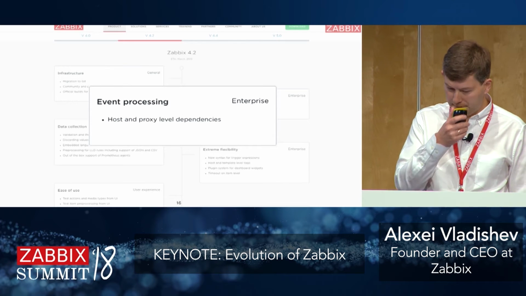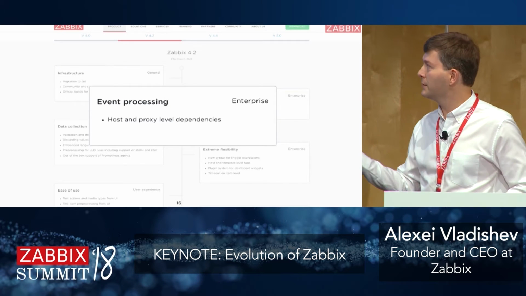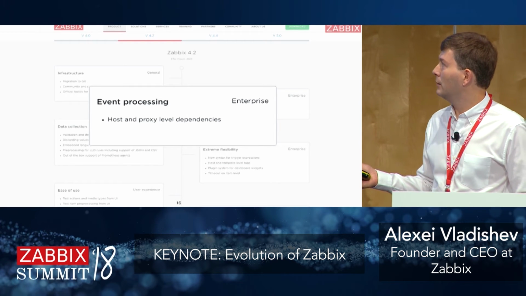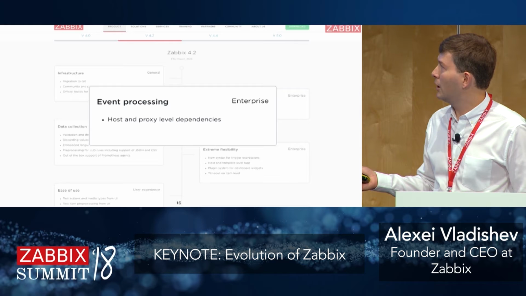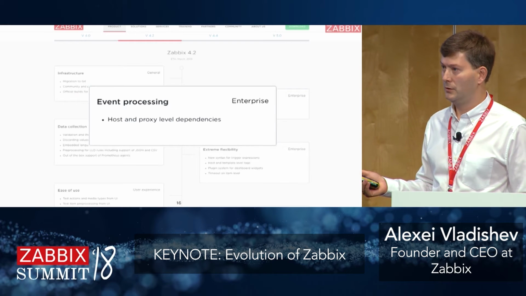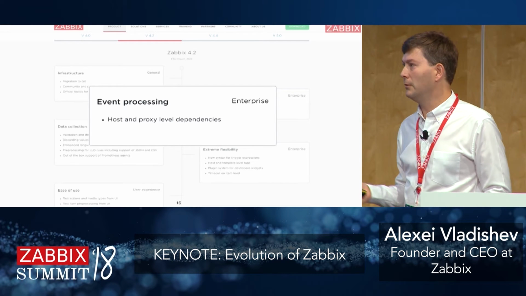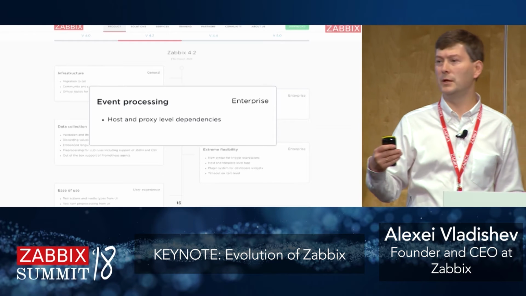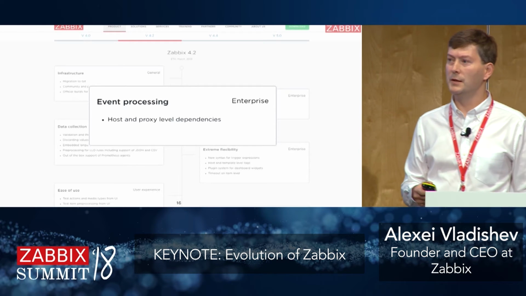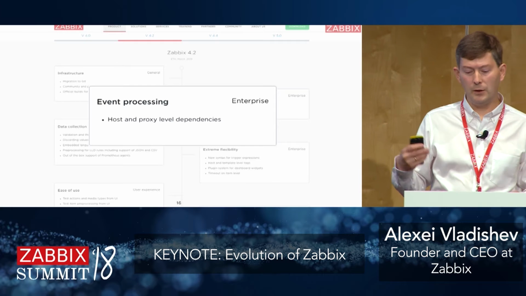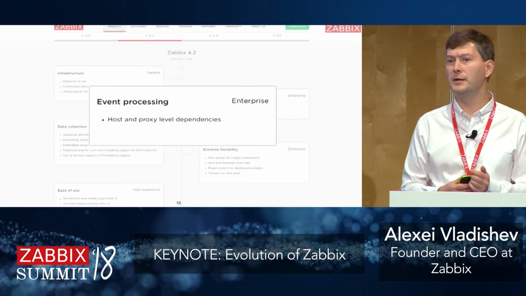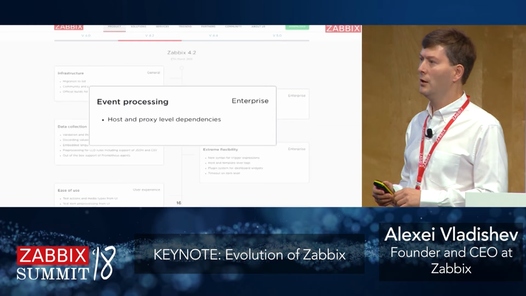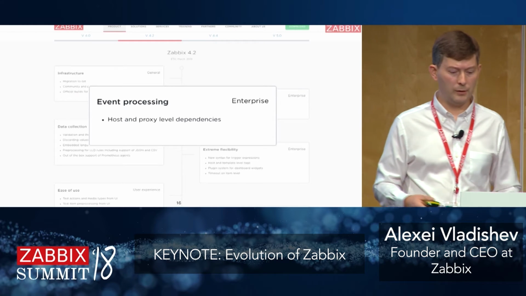Event preprocessing. Host and proxy level dependencies. Another one of the top voted features is about host and proxy level dependencies. So you probably know now you may define dependencies on a trigger level, but it's a pain to maintain it for larger scale environments. So there must be some way of defining host and proxy level dependencies. We already have some ideas how to implement it in a nice way, in a very simple way for users. We'll see how it evolves.